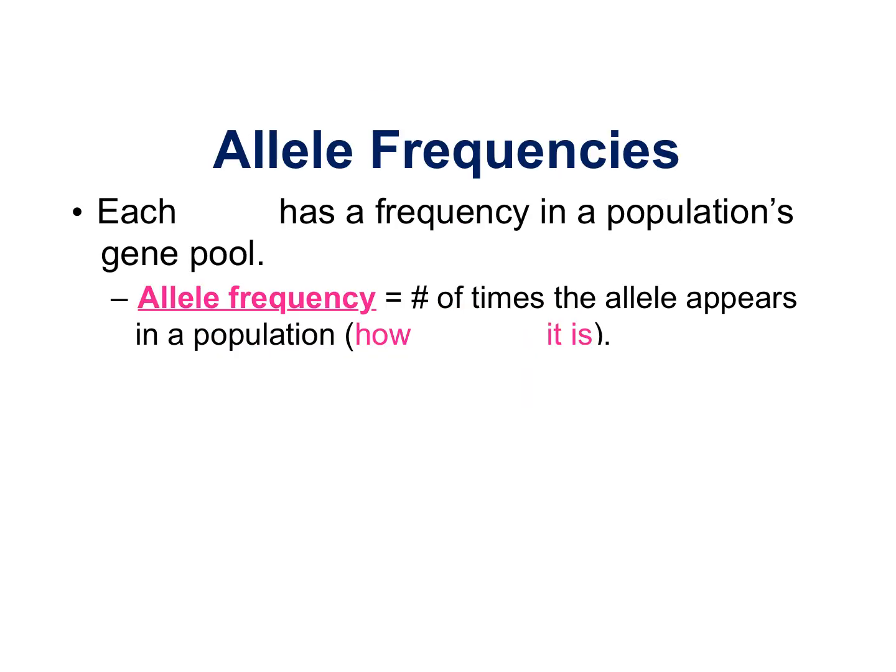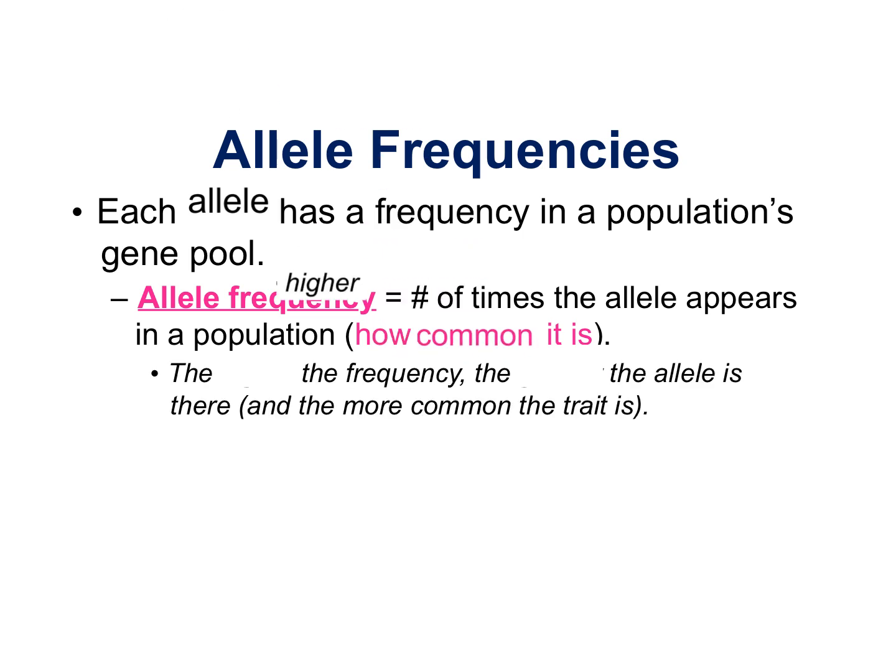So when talking about whatever type of selection, we're going to be moving in some direction, or some alleles are going to become more common than others. So the allele frequency is that each allele has a frequency in a population's gene pool. And so our allele frequency we can calculate as the number of times an allele appears in a population, which essentially means it's how common that allele is.